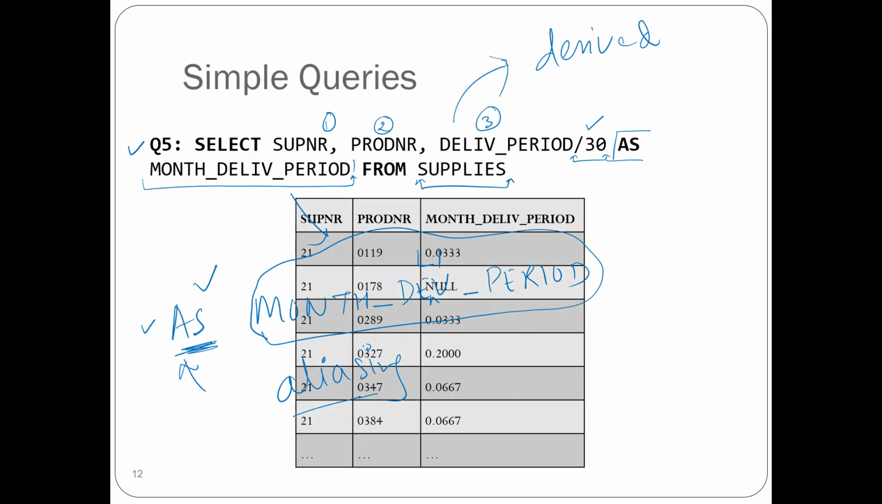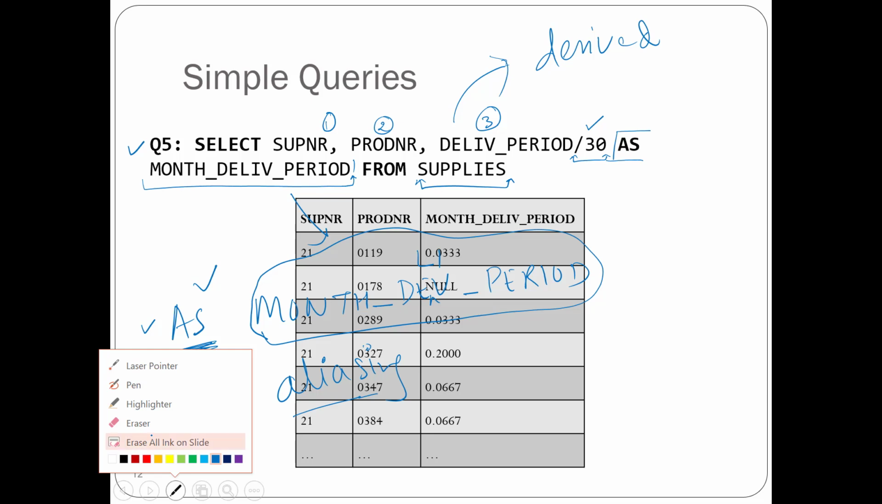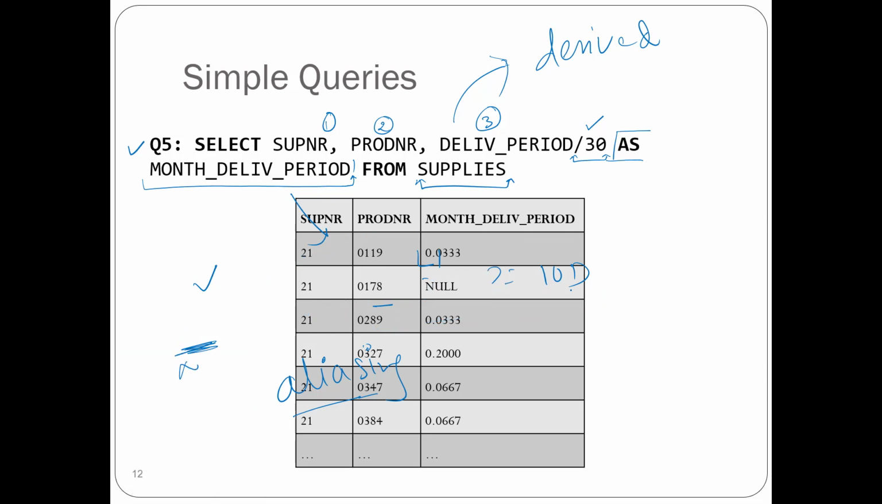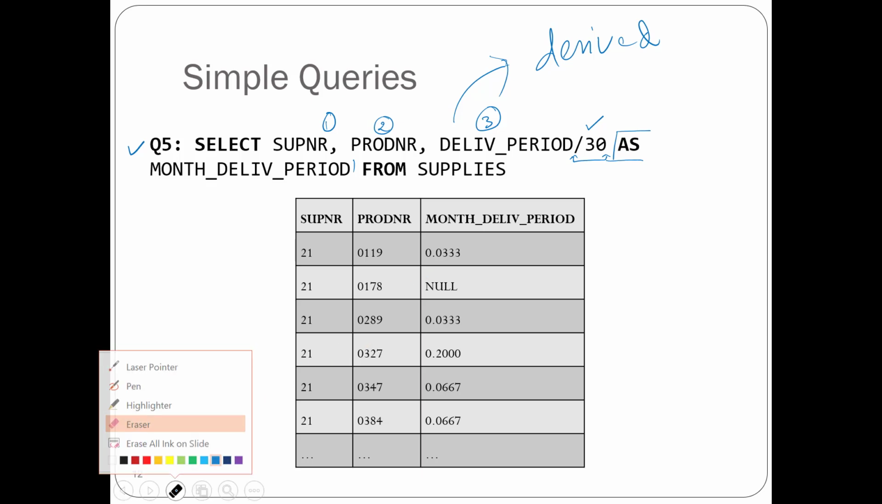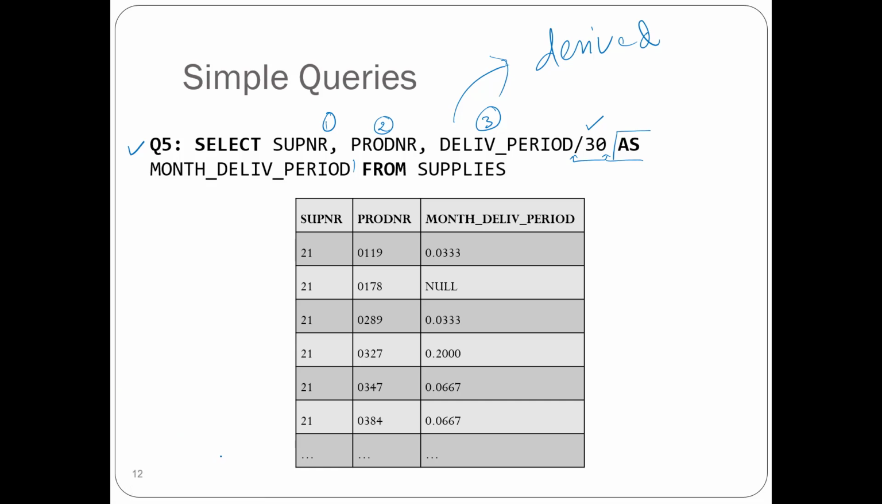Sorry, my bad. I'll have to erase this clutter so that you could see the result. The result of this query is over here in the table that you're looking at. The data for this table is coming from the supplies table, and this resulting table has these 3 columns: sub NR, prod NR, and month deliv period. And these are the tuples. Interesting.